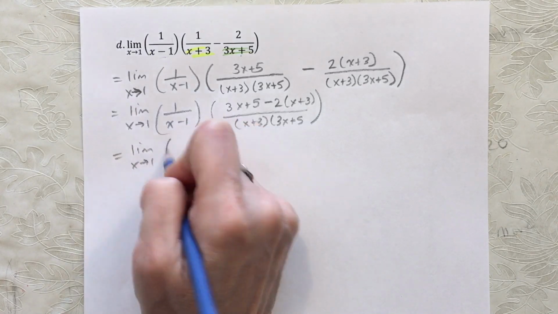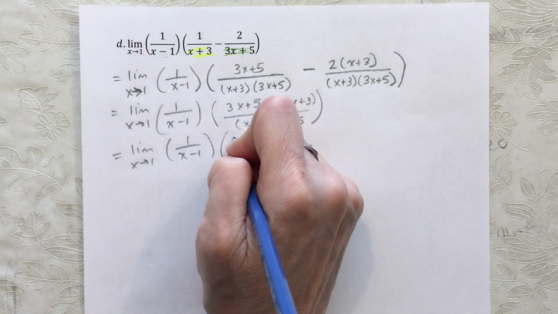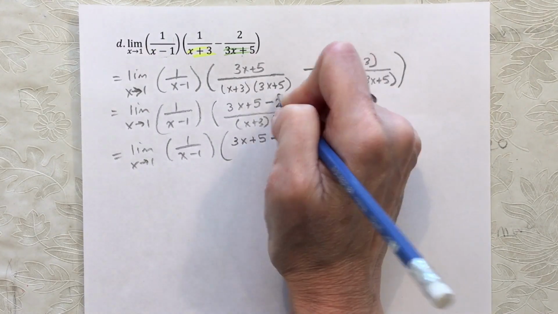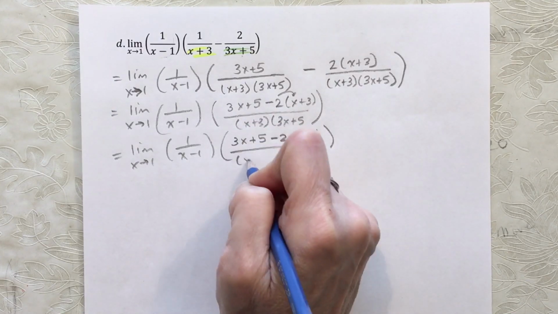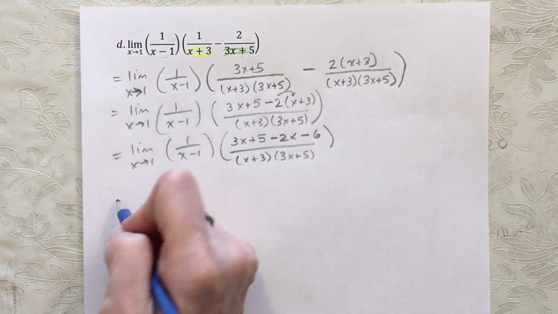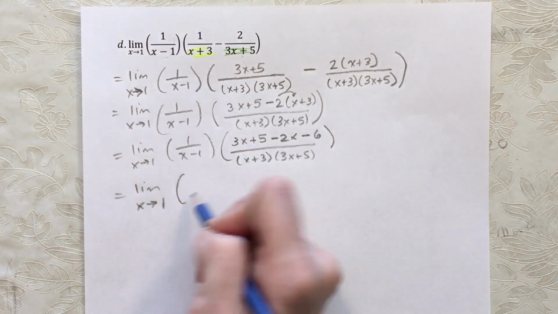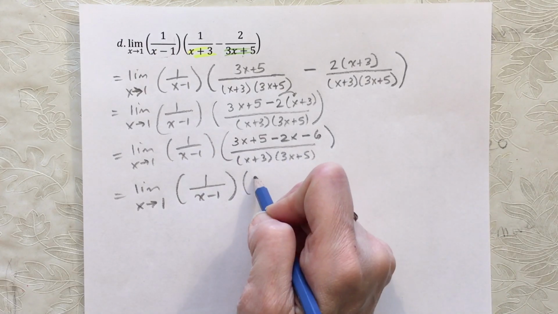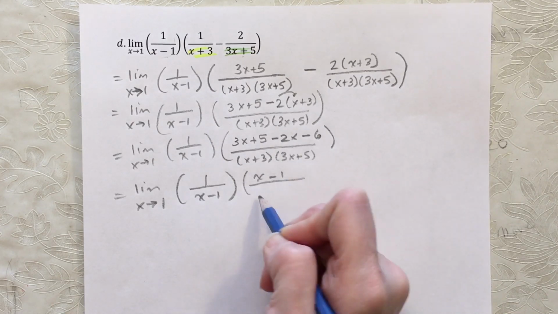And then I'm going to expand and simplify the numerator of the second fraction here. So that's going to give me 3x plus 5 minus 2x minus 6. And then my denominator is still going to be x plus 3 times 3x plus 5. So 3x minus 2x is x. Positive 5 minus 6 is negative 1, which works out nice for us.